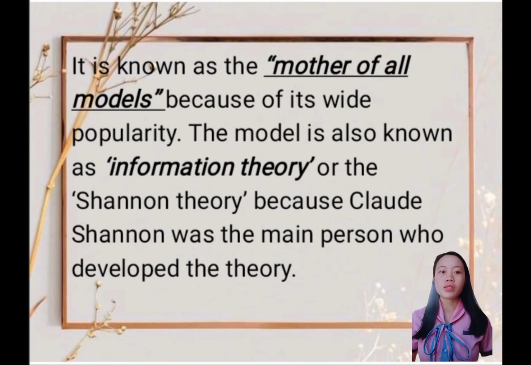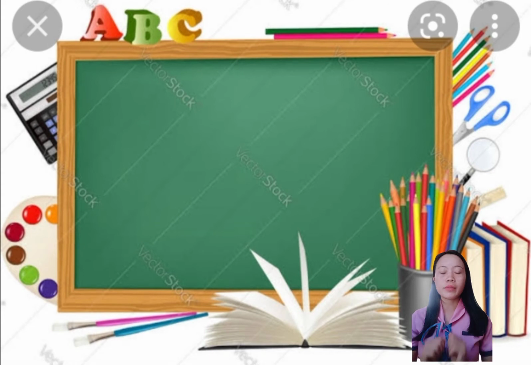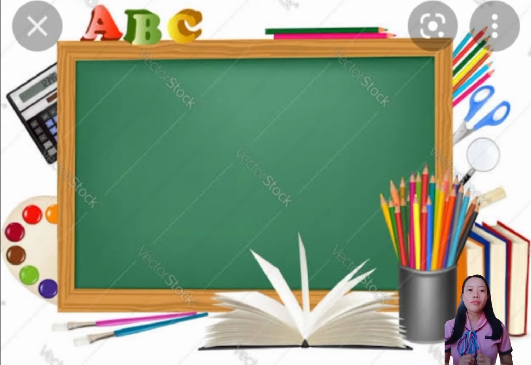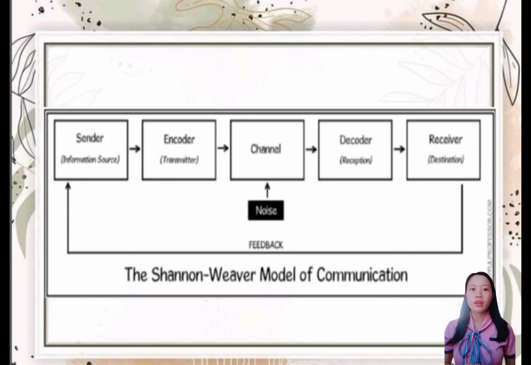The model is also known as information theory or the Shannon theory because Claude Shannon was the main person who developed the theory. So, it is best known for its ability to explain how messages can be mixed up and misinterpreted in the process between sending and receiving the message. The Shannon-Weaver mathematical theory of communication follows the concept of communication in a linear fashion from sender to receiver with the following steps. So these are the steps.